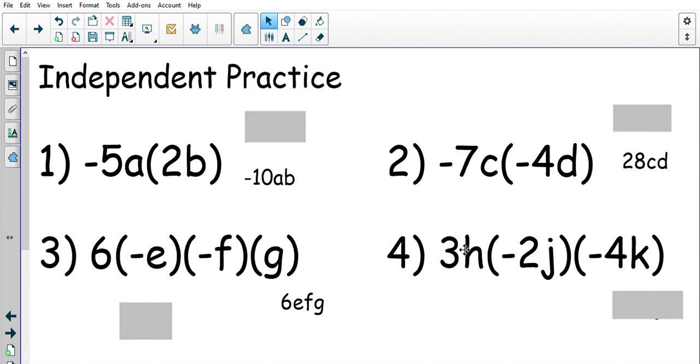Number 4, 3 times negative 2 is negative 6, times a negative 4 is positive 24. With an even number of negatives, it will be positive. So we are going to get 24HJK. And again, the order of those variables does not matter. I feel like I said 26, but that could have been me when I was thinking 3 times 2 is 6, 6 times 4 is 24.